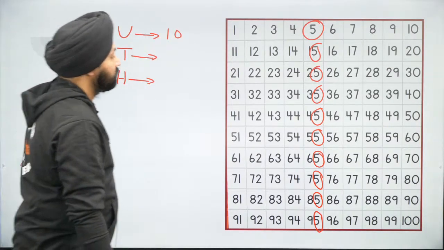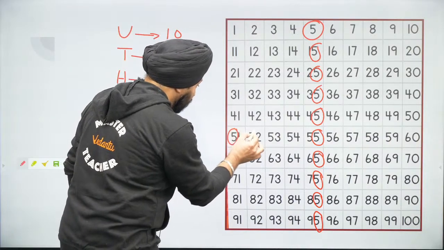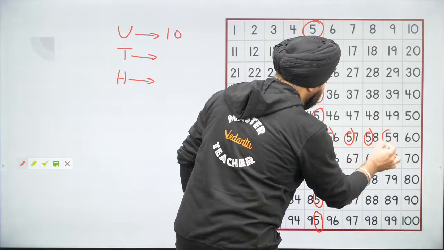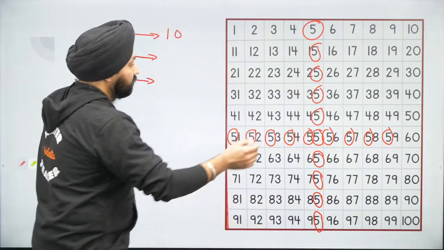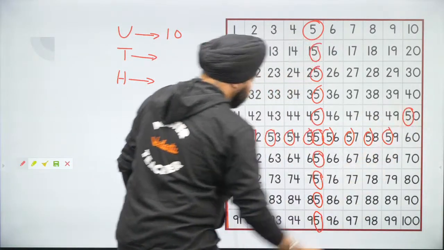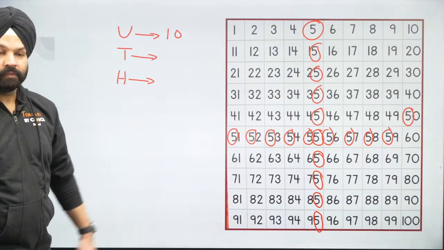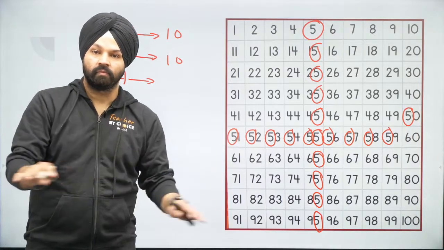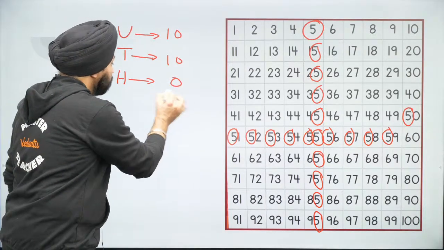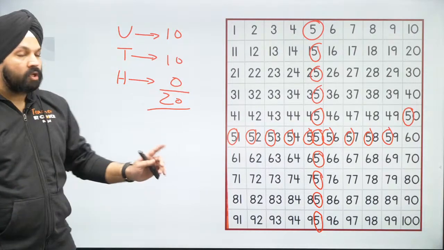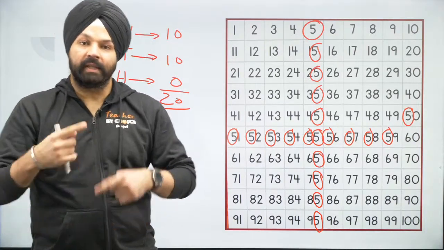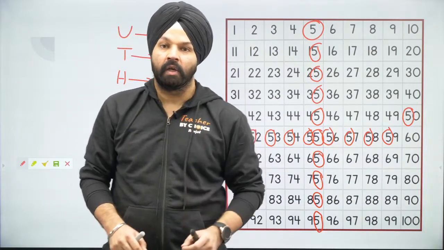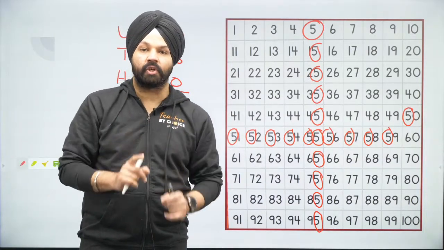Then moving on to the tens place. On the tens place you can see 1, 2, 3, 4, 5, 6, 7, 8, 9 and the 10th. Done. So what about the hundreds place? 0, anda, shunya. So what is the total? 20. What is more important is that this cycle will be repeated for every 100. So now please pay attention to this.